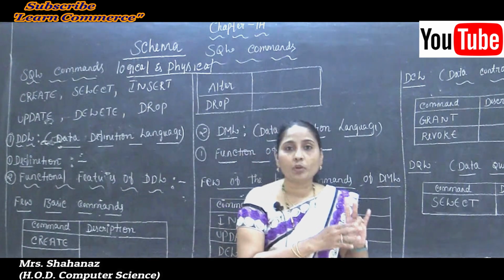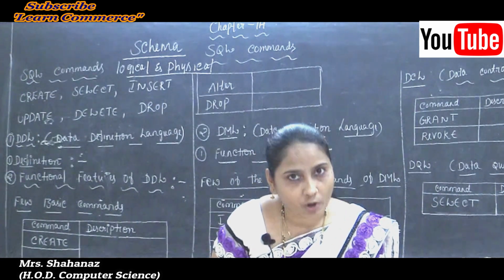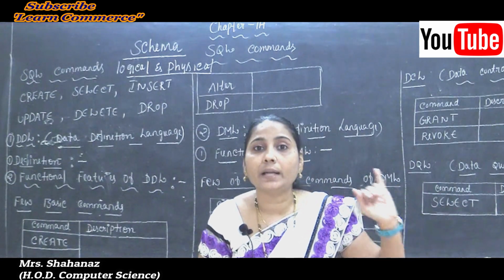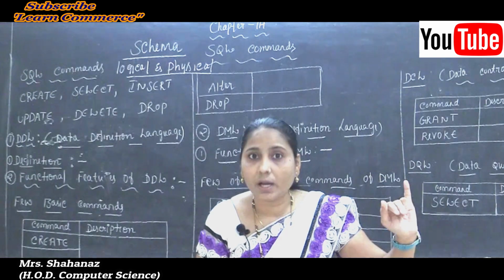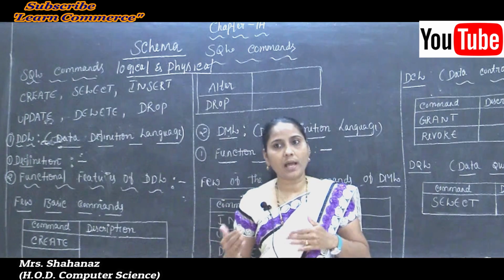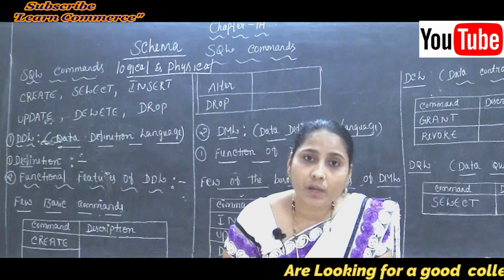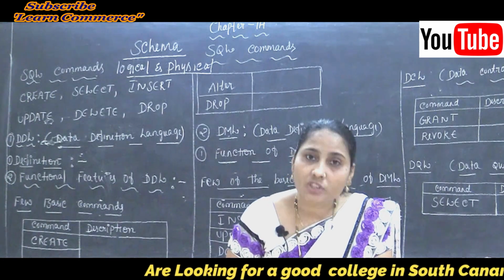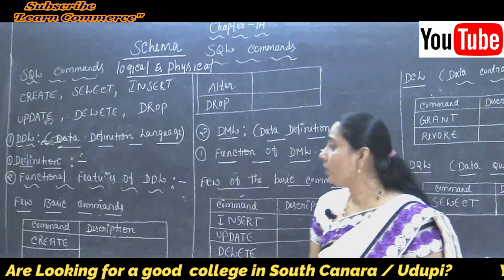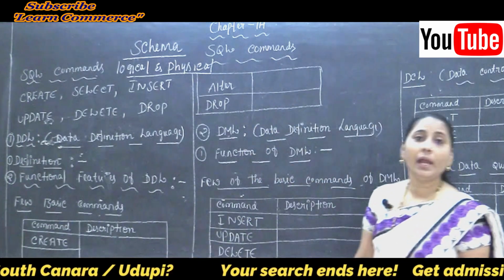And later the fourth point is providing the relationship between the records, and also providing data security measures. And finally the DDL provides for the logical as well as the physical data independence. After completing the functional features of the DDL, now let's look at a few of the basic commands of the DDL.